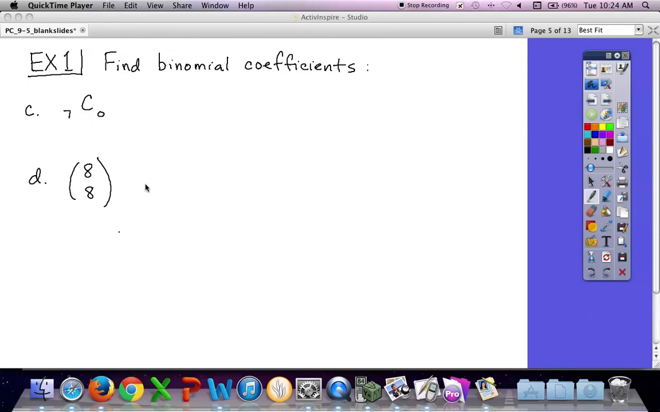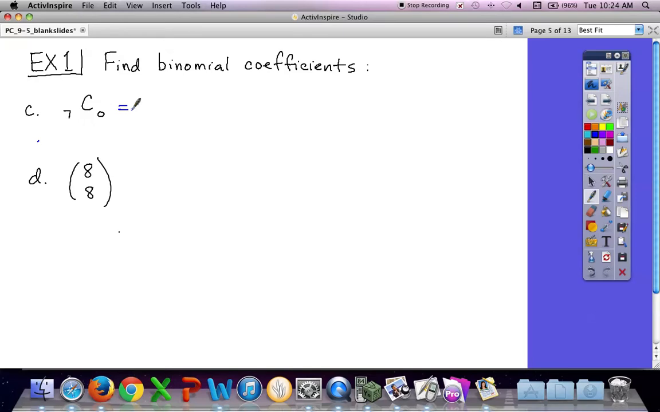Right? But these, you'll see, work out exactly the same. I mean, let's say 7C0. In the binomial expansion, that would be the coefficient of (x + y)^7. It would be the first coefficient because the power of y is 0, right? And we know the first one is always going to be a coefficient of 1. So let's see why that works out that way.